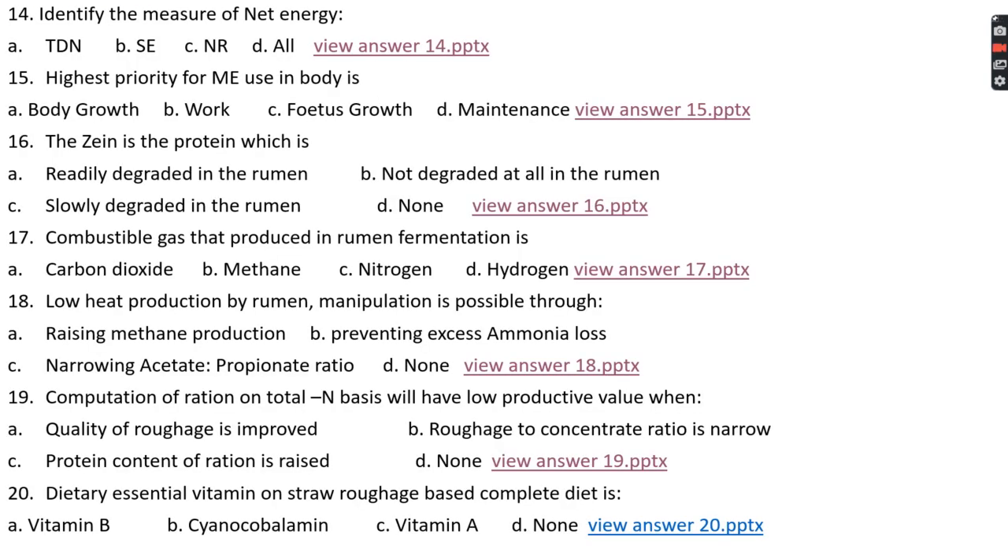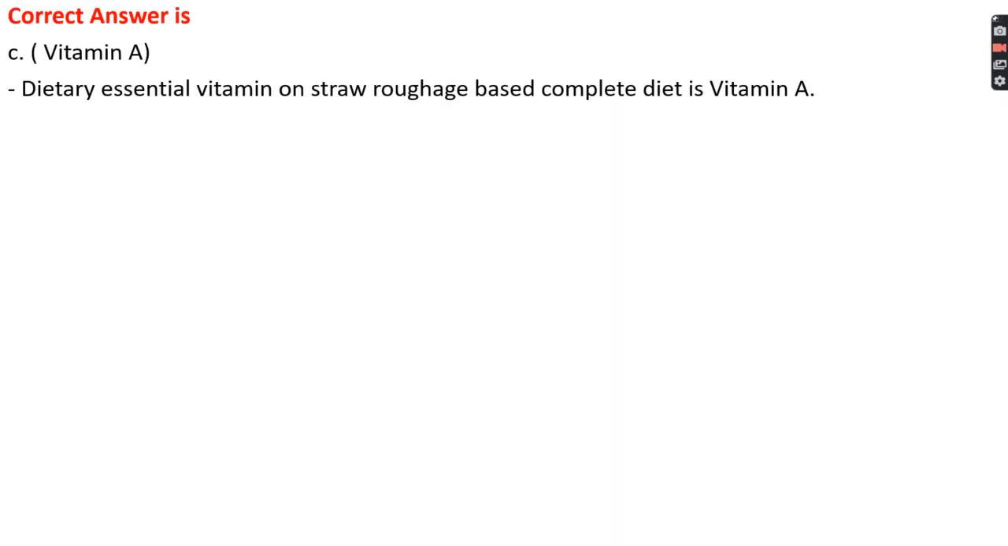Question number 20. Dietary essential vitamin on straw roughage based on complete diet is option A vitamin B, option B cyanocobalamin, option C vitamin A, option D none. The right answer is option C, that is vitamin A. Since on a diet which is completely dependent on straw roughages, we should supply vitamin A externally, because straw lacks vitamin A.